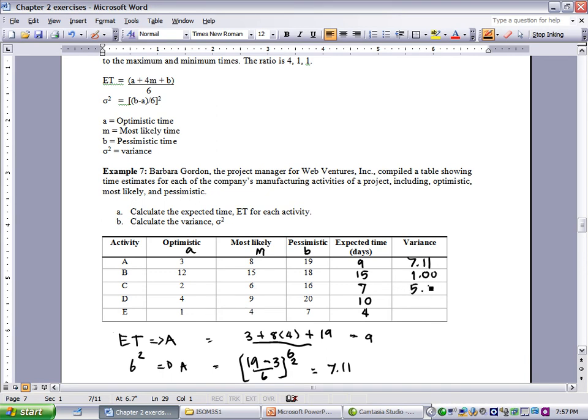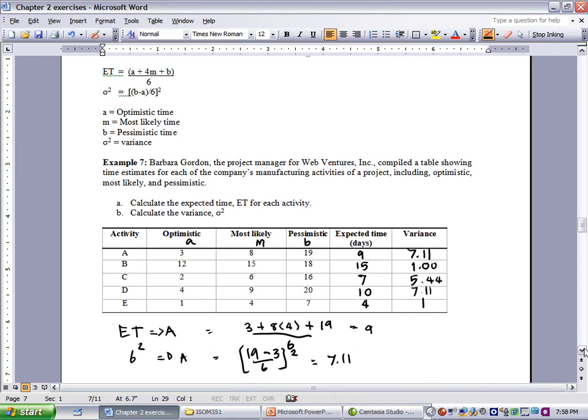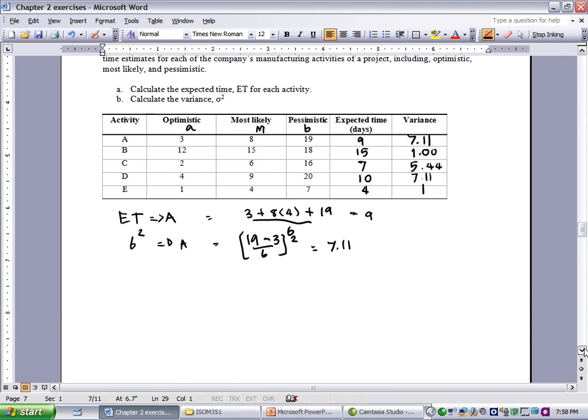If you have Excel, it is an excellent tool to find out this number. Okay, so that is how you assess the risk or variance and expected time or ET.